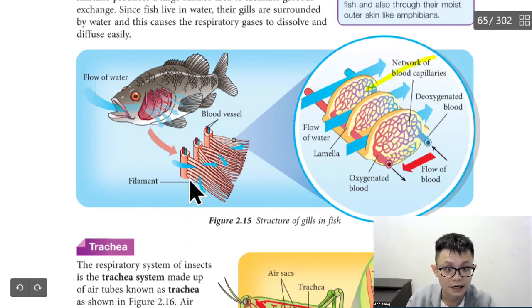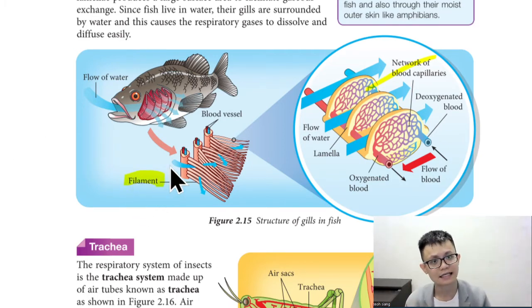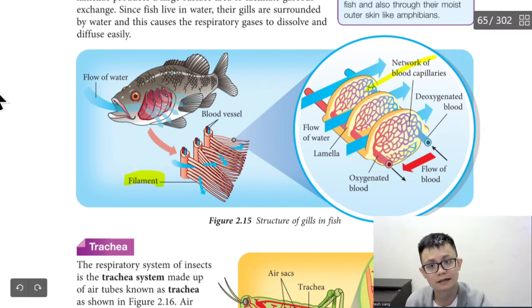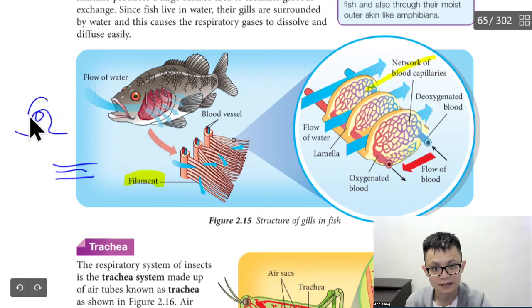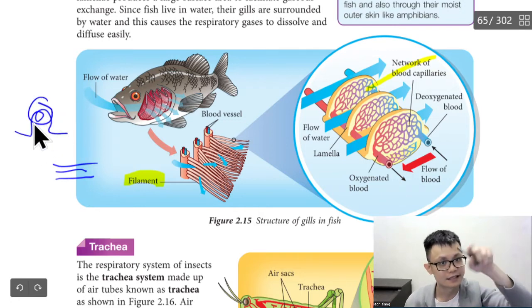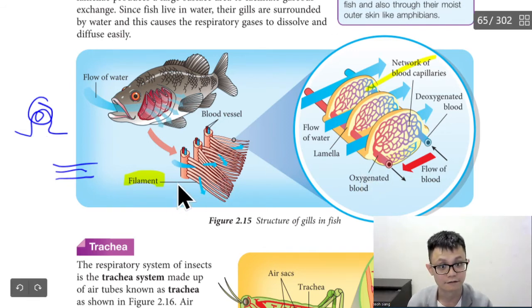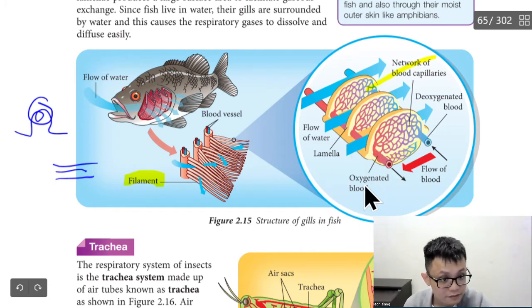So we can see, filament means what? Filament is not the light. I know you think of the filament as the light bulb, right? Filament actually can also mean a tiny string. That is why when we see a light bulb, correct or not, we call this a filament, like a string. So that's why we say this is a filament. In this filament, we can see that the water will go through here. This one is oxygen. This one is the flow of blood.